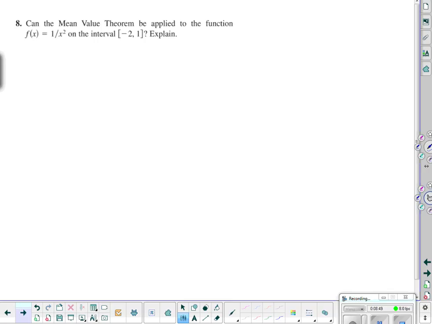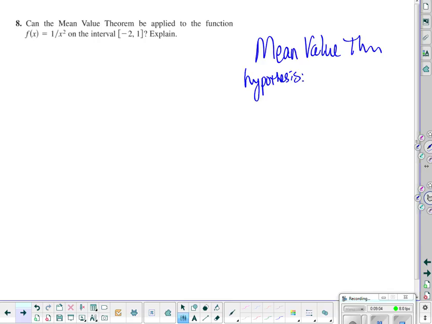Number 8, can the mean value theorem be applied? Okay, in order to answer this question, I first need to know some things about the mean value theorem. Just like Rolle's theorem, it has 2 hypotheses that must be met. And it is, f of x a continuous function on the closed interval, in this case, -2 to 1. The other thing is, f of x differentiable on the open interval, -2 to 1.